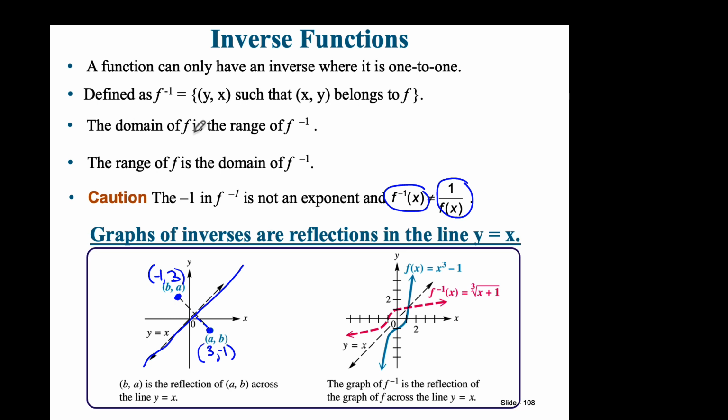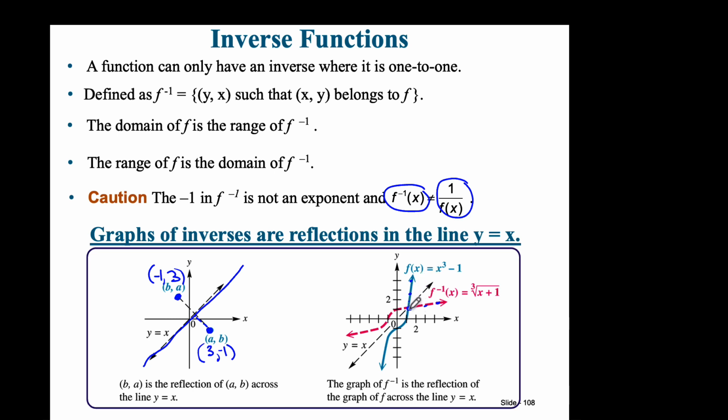The domain of f is the range of its inverse, and the range of f is the domain of its inverse. You can see here the x and y's swap. Here we have a one-to-one function, and if we went point by point, graphing its reflection in the line y equals x, we would end up with this red dashed line, which is the inverse of the original.